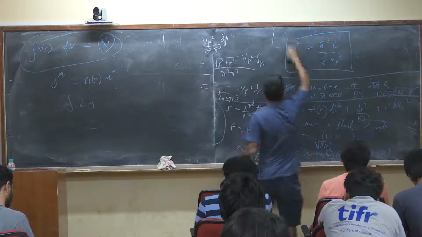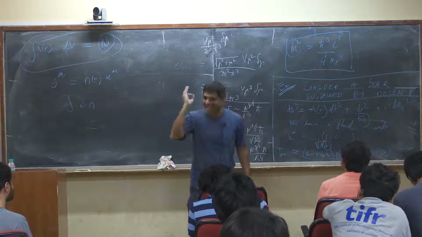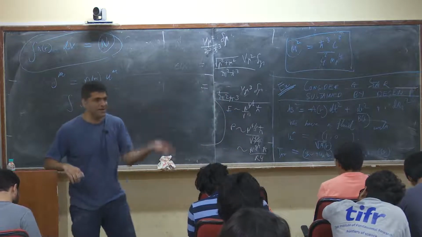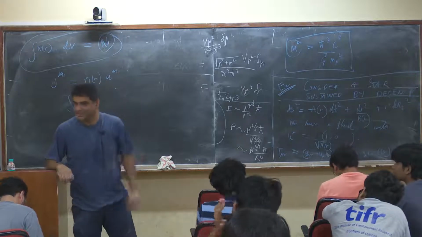This M here could be thought of as a mnemonic for capital N times little n. But in the general relativistic problem, there's nothing approximate. What you're doing here is completely exact.